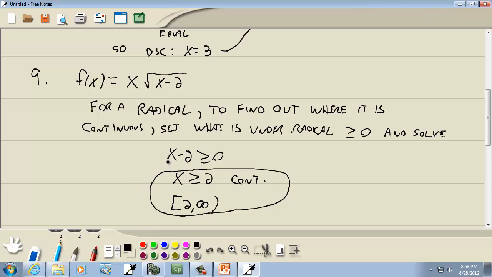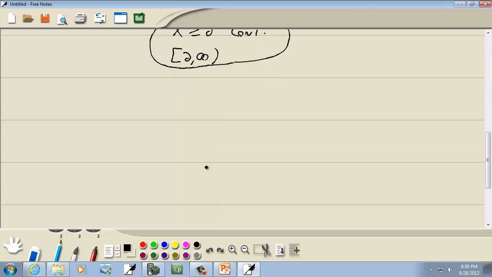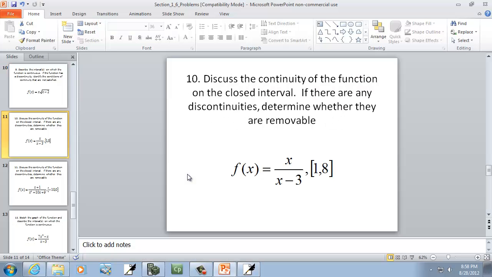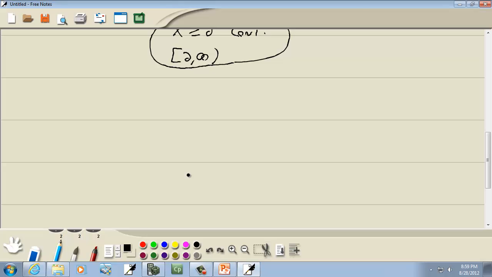Sometimes it's easier to find where it's discontinuous, like in the case of fractions. Sometimes it's easier to find where it's continuous in the case of radicals. Now the next problems talk about removable and non-removable. Problem 10 here says discuss the continuity of the function on the closed interval. If there are any discontinuities, determine whether they are removable.